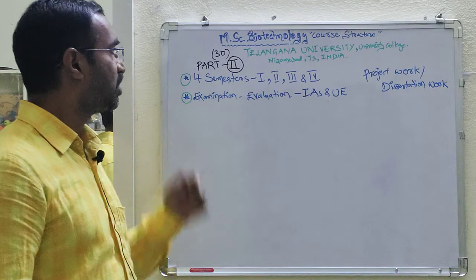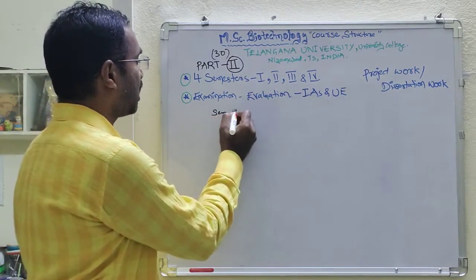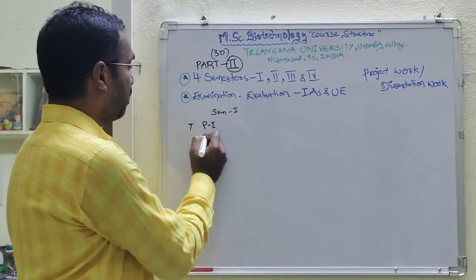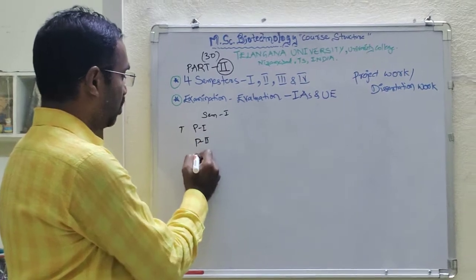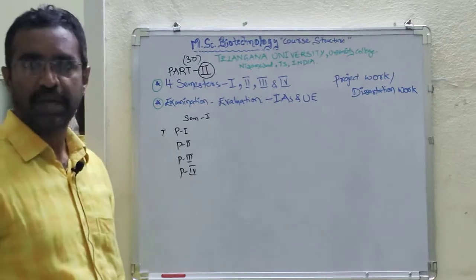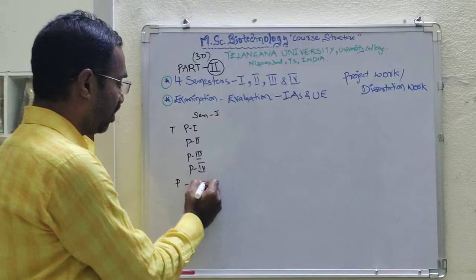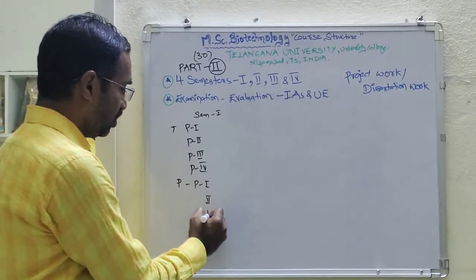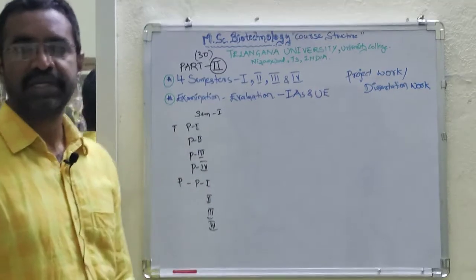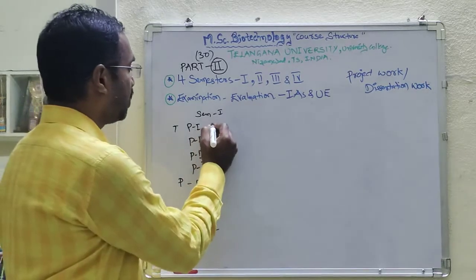structure. So 4 semesters. Each semester, for example, Sem 1, is having 4 theory papers: paper 1, paper 2, paper 3 and paper 4. And apart from that, this semester is also having practicals: Practical 1, 2, 3 and 4.